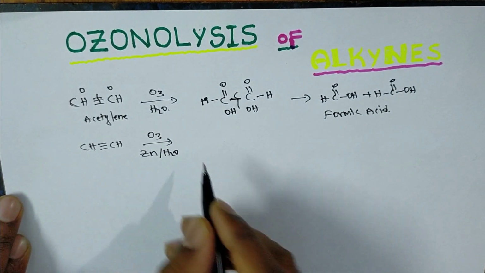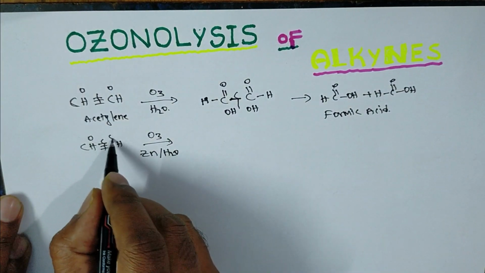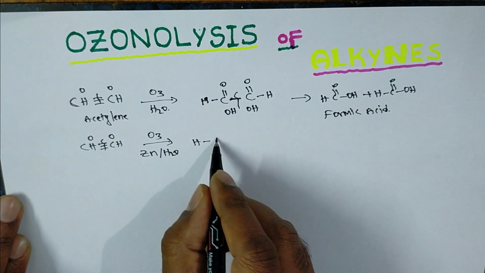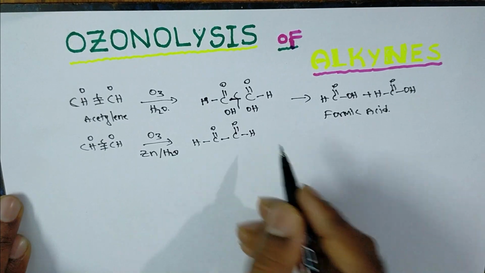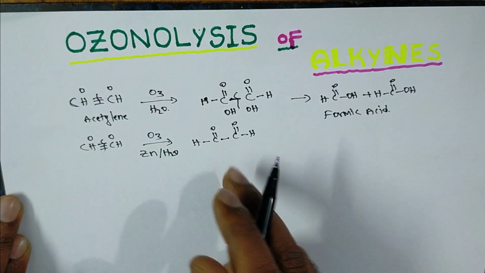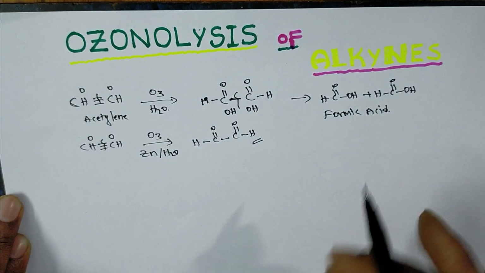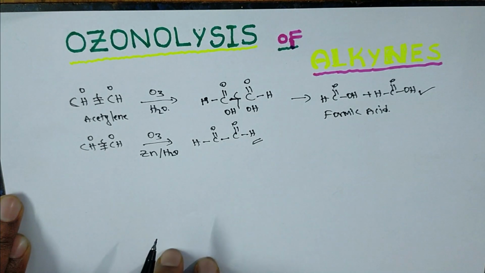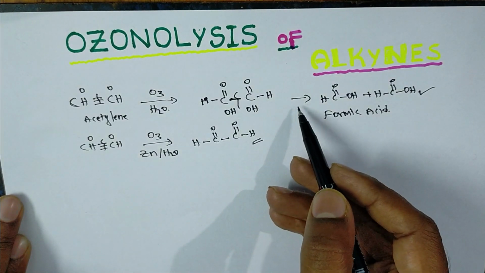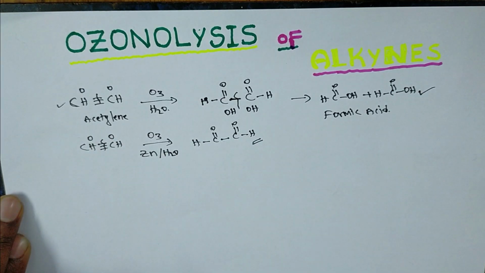Suppose acetylene, CH triple bond CH, reacts with ozone in the presence of zinc in water. We break this bond, put oxygen, so we get HC double bond O, C double bond OH. The reaction stops at this stage. The first reaction is called oxidative ozonolysis because in this reaction H2O2 oxidizes the compound into acid.